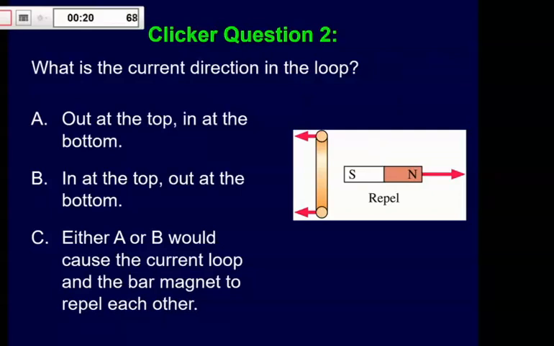And so I want to know, which way is the current going in this loop here? Is it coming out at the top and going in at the bottom? Or is it out at the bottom, in at the top? Okay, so you need to use some right-hand rules here. So give this a try and see what you think.